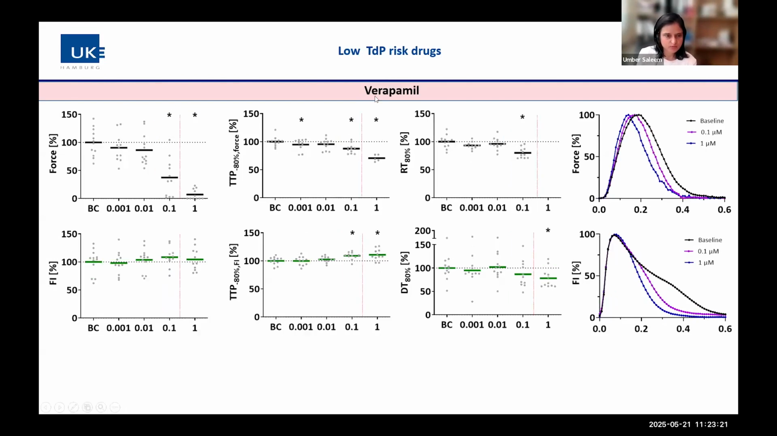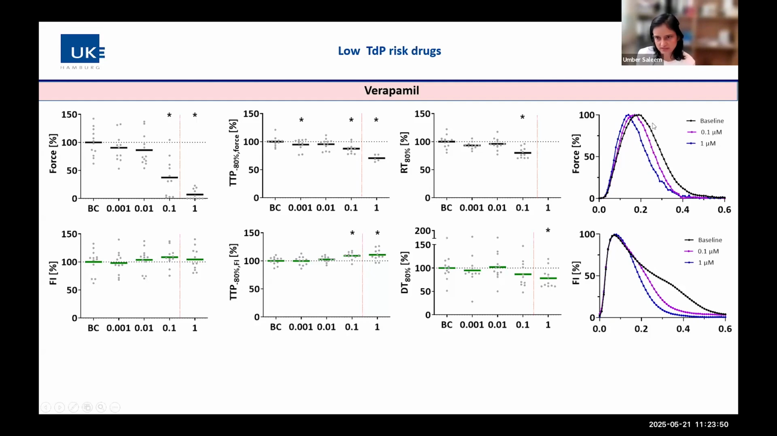And then the second compound is verapamil. Verapamil is a calcium channel blocker, and you can see it decreases the force and also decreases the time to peak 80% for force, and it also decreases relaxation time. And at the last concentration, most of the EHTs stopped beating, so there was no data for relaxation time.